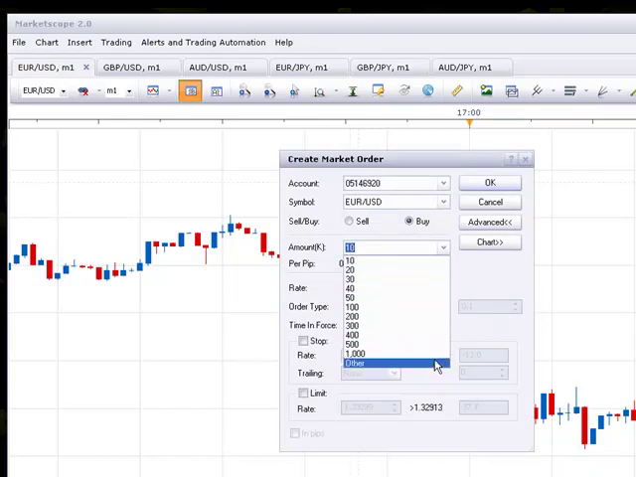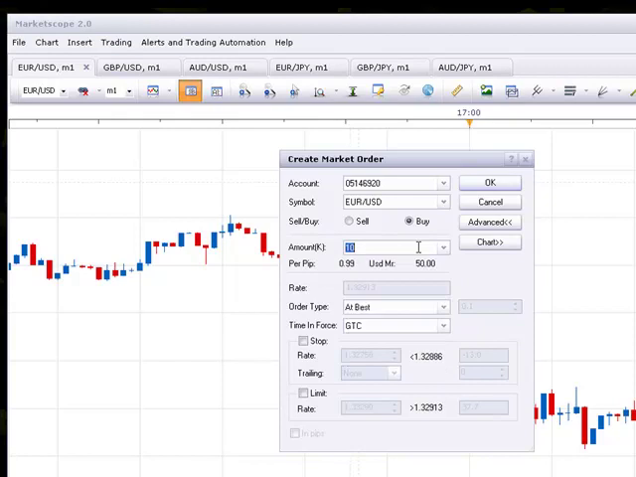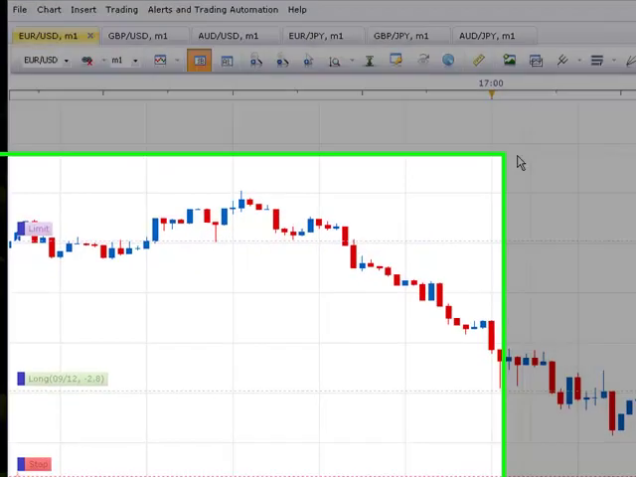Now we are still using 10 in the amount in K. That means 10,000 Euro-US dollars, where each pip will be worth $1 US. So it's still pretty small risk at this point. And remember, this is a practice or demonstration account. Now don't forget to add your stop loss and limit orders as per your last lesson through the Advanced tab. When you've set those, click OK to execute the trade.